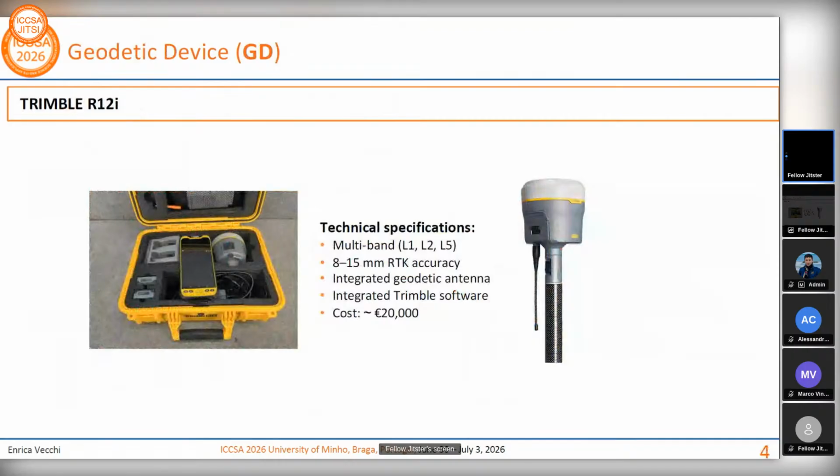The situation is very different when we refer to geodetic grade receivers. In this case, we selected the Trimble R12 device, which is multi-band, also acquiring the L5 frequency. The declared accuracy is at the millimeter level, half centimeter level, the nominal value. And the instrument is totally complete, so it's given to the user with an integrated geodetic antenna and Trimble proprietary software. It costs around 20,000 euros.